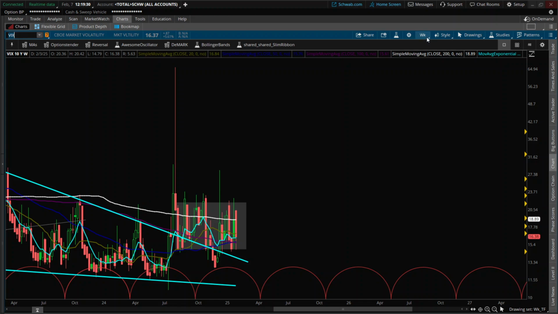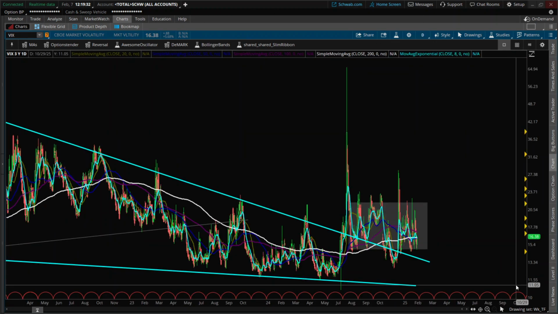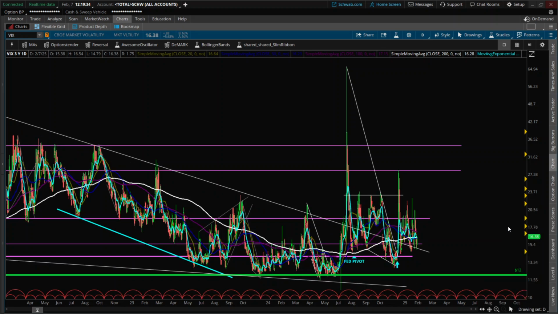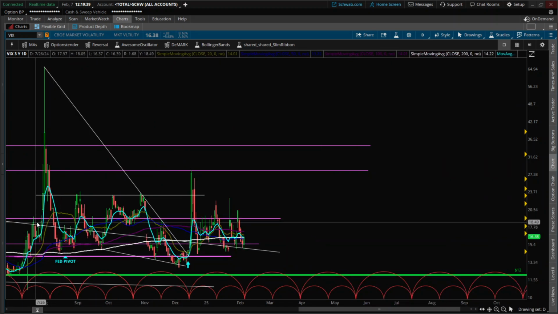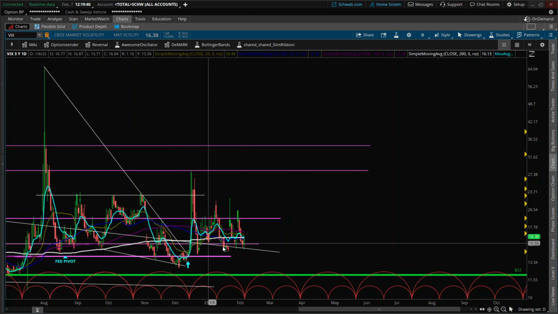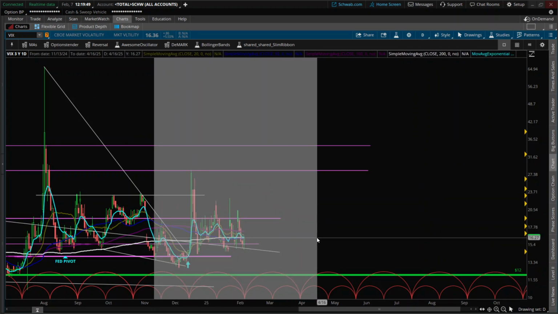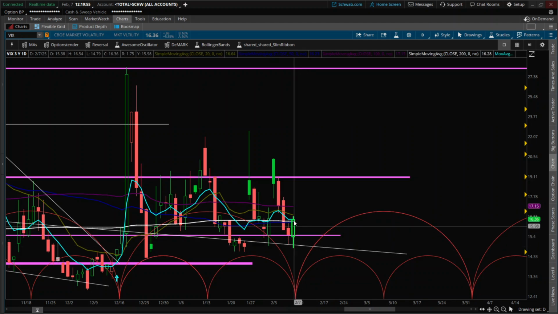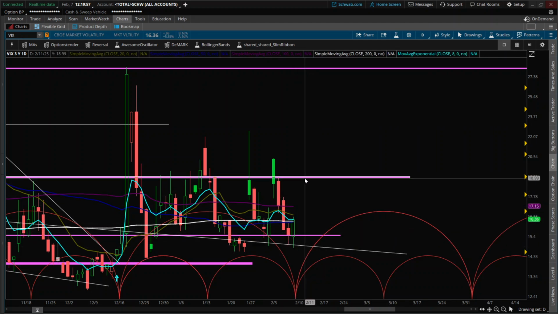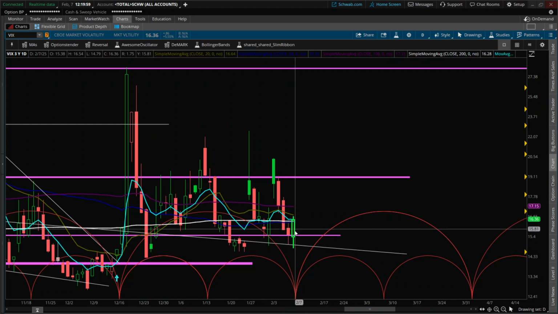So let's go down to the daily on the VIX. Another perspective here is you have that, again, that falling wedge. This is the top of that falling wedge, and we're getting pushed off of it, pushed off of it again. All right, so I think we're going to clearly reach the top of the zone.